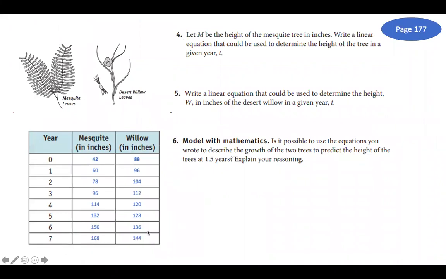So now we're going to write some equations. The book would like you to use M for the height of the mesquite tree and W for the height of the willow tree. But I know from past experience that leads to pain and suffering. We do not want to do that.